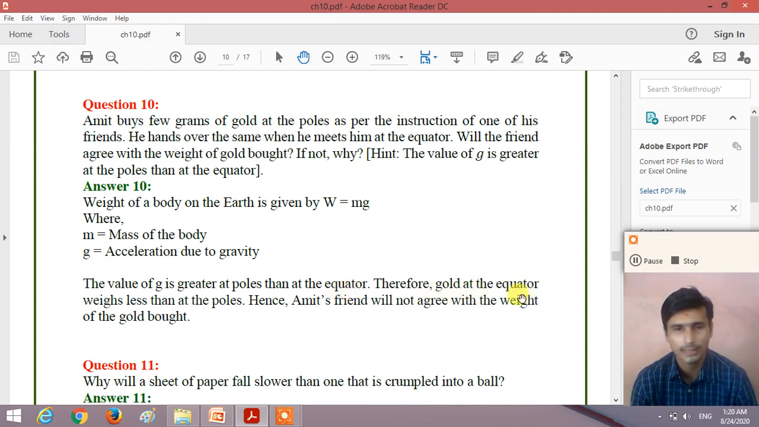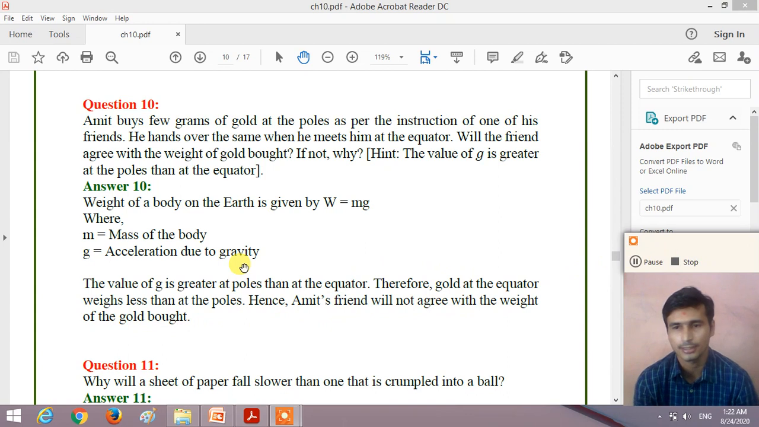Therefore, gold at the equator weighs less compared to the pole. So the weight of the gold at the pole is larger compared to the weight of the gold at the equator. So Amit's friend will not agree with the weight of the gold bought, right? So dear student, understand the answer of this question. The weight of a body depends on the gravitational acceleration, and the gravitational acceleration at the pole is larger compared to the equator. So the weight of the body at the pole is larger compared to the equator.